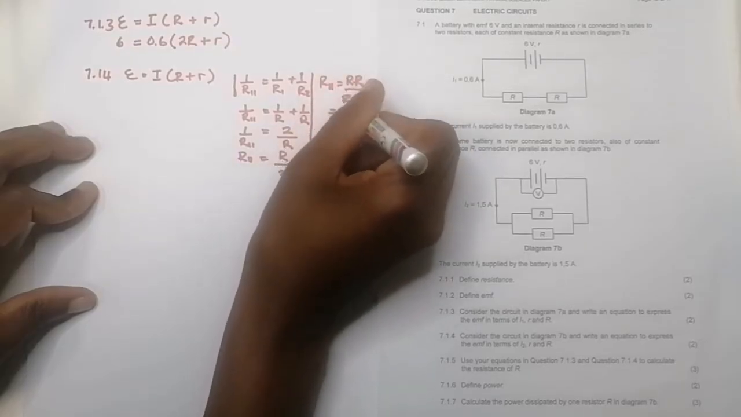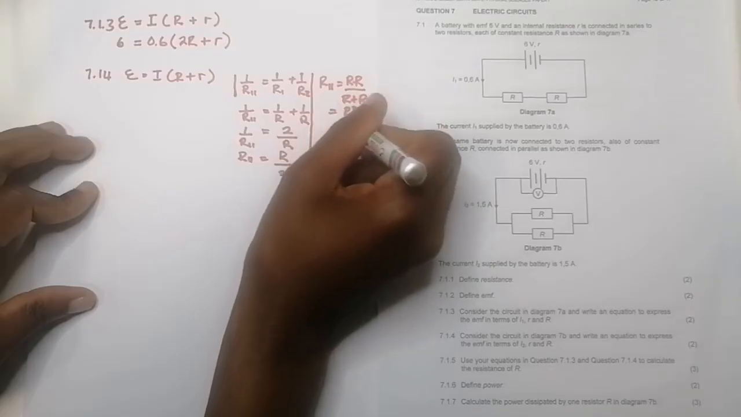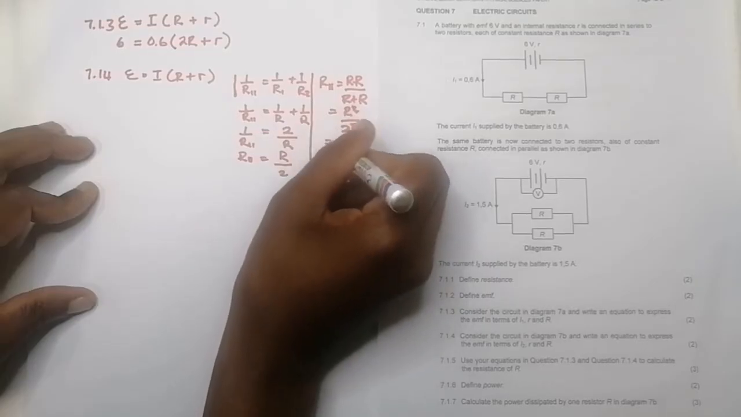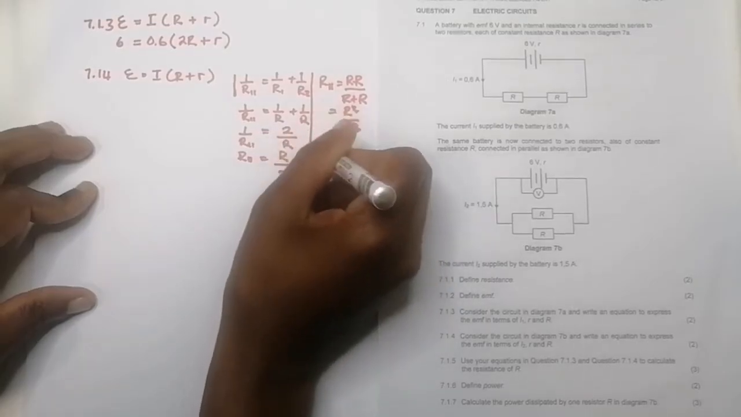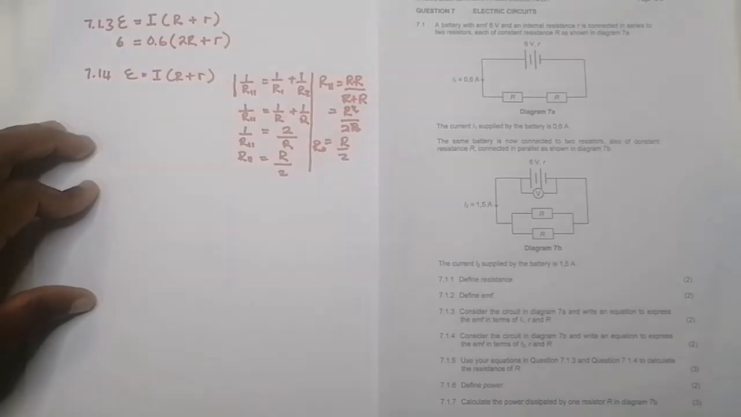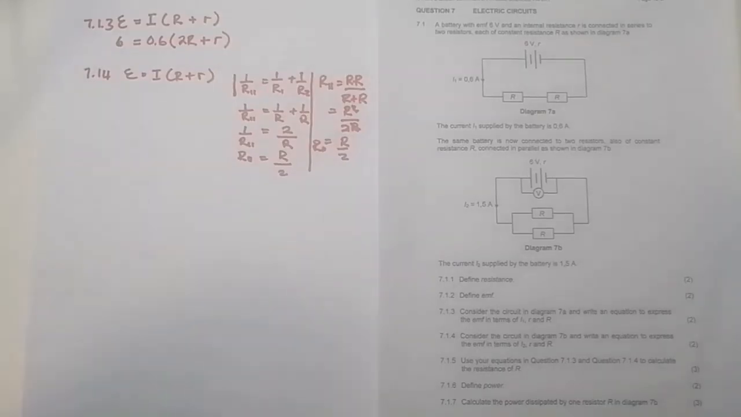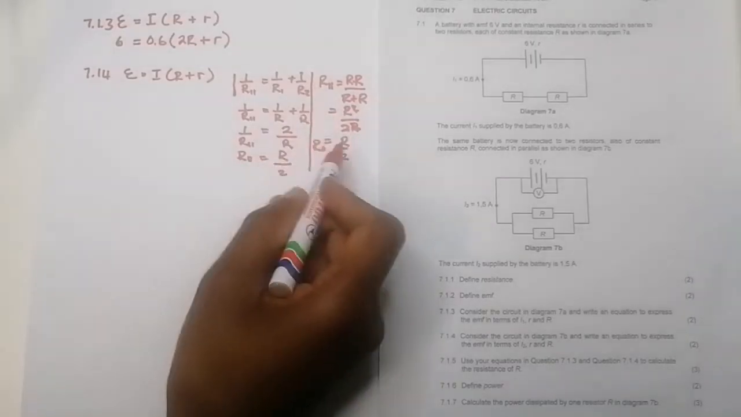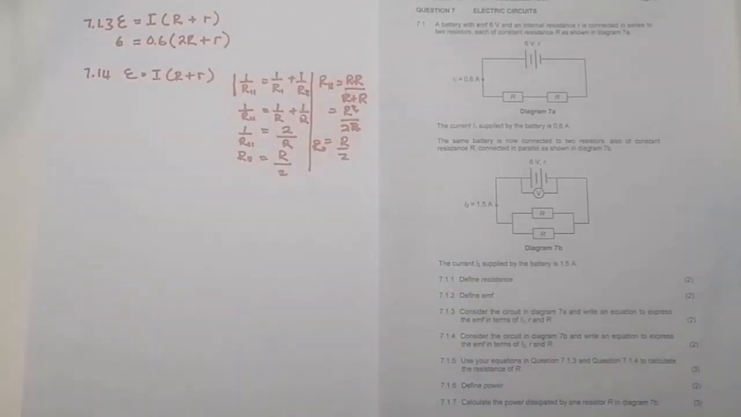You've got R squared divided by 2R, and what do you end up with? One R will cancel one of them, so you end up with R over 2. So that works so that you avoid having to invert at the end, I suppose. Yeah, just simply say product over the sum.